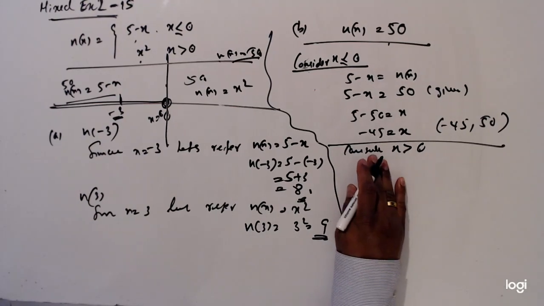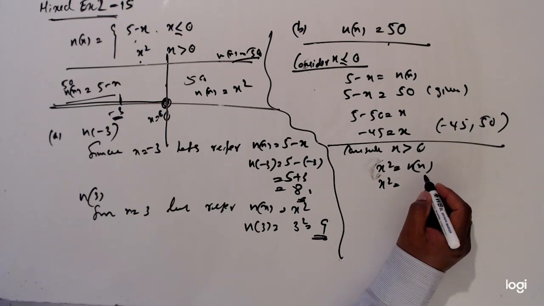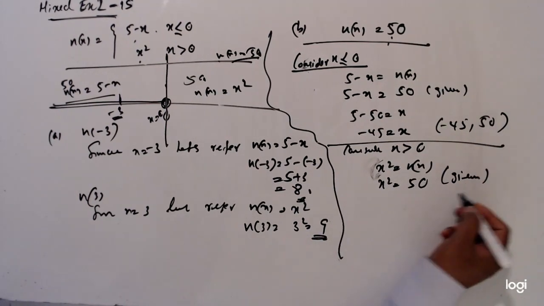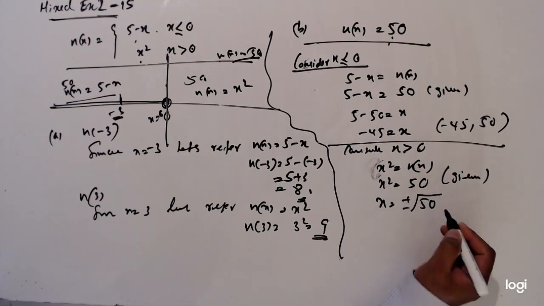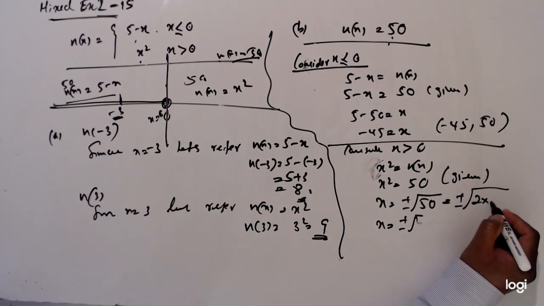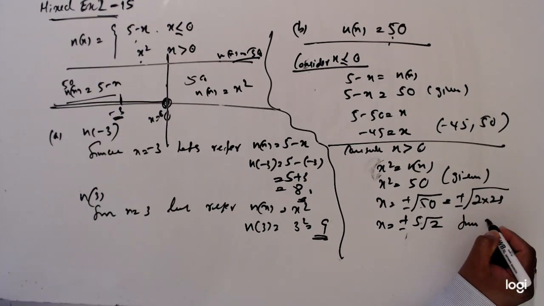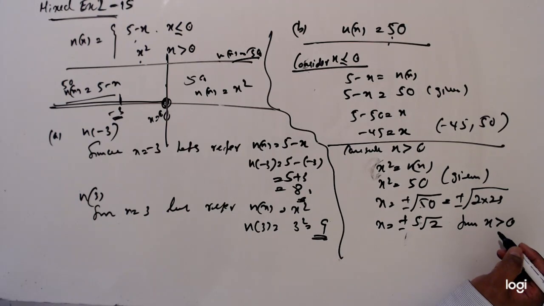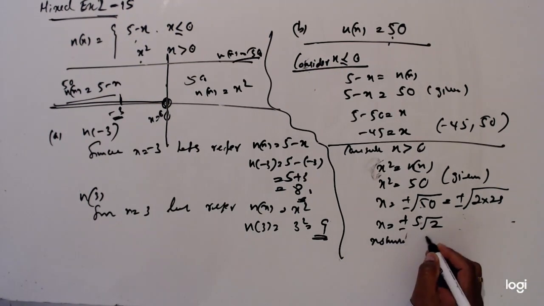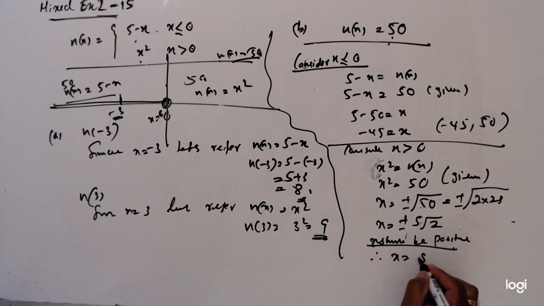So consider x greater than 0. So x squared equals n(x), which is given as 50. x equals plus or minus square root of 50, x equals plus or minus square root of 2 times 25, that is plus or minus 5 square root 2. Since x is greater than 0, x should be positive, hence x equals 5 square root 2.